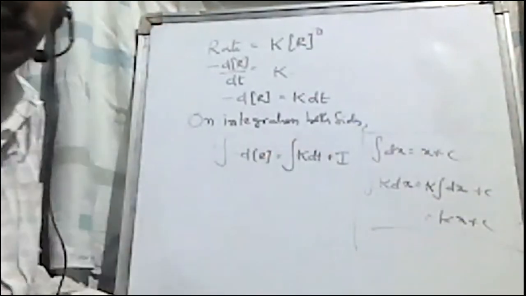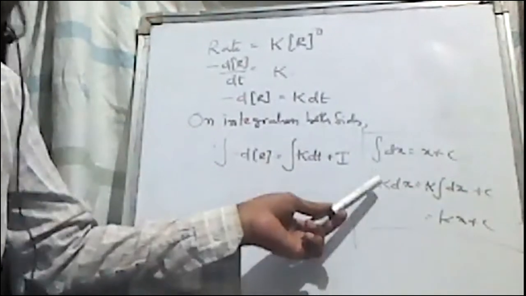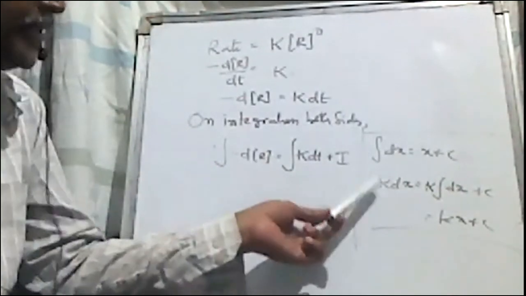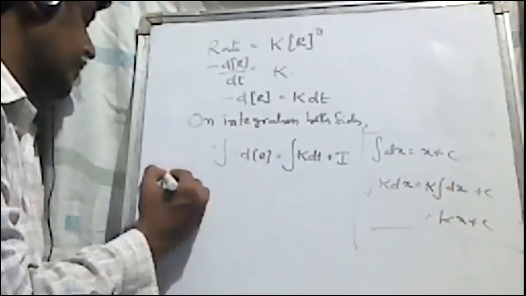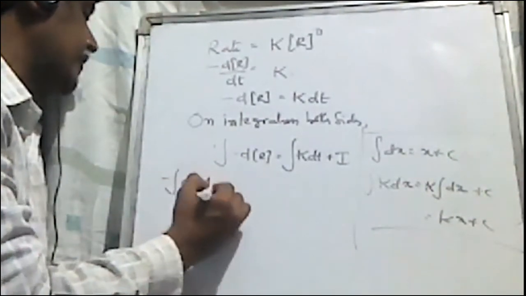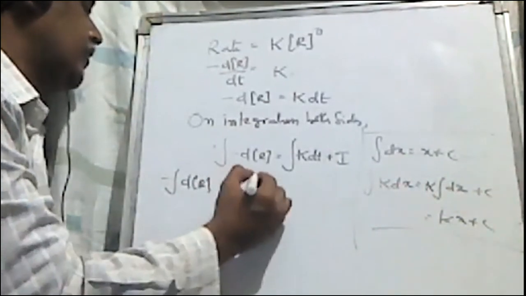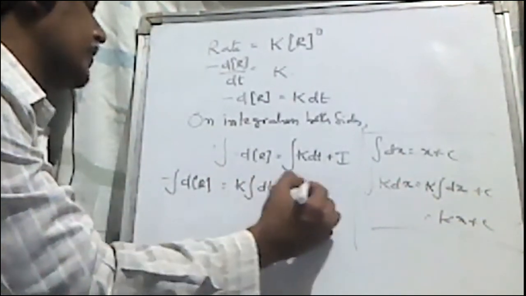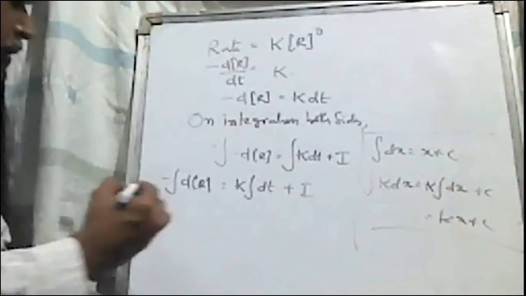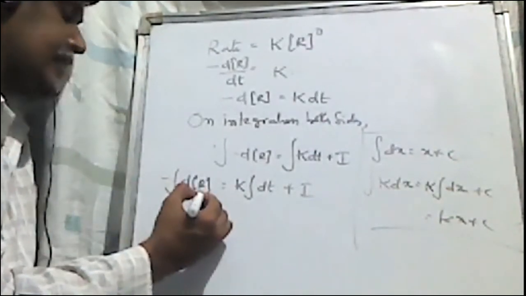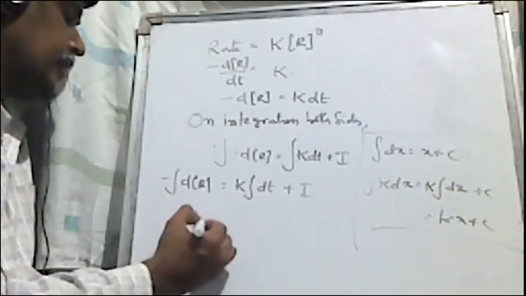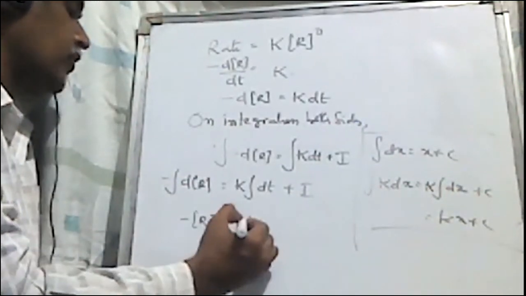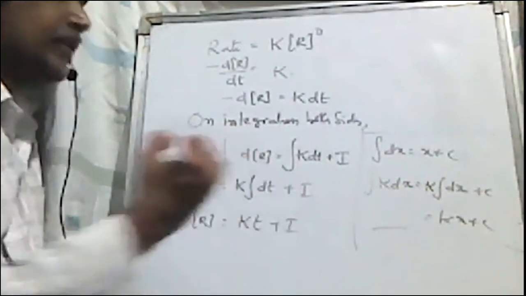Please remember these two formulas. Integral dx is equal to how much? x plus c. Integral k dx is equal to, here k is a constant, I can take out. That's why here minus dR is equal to k into integral dt plus I. Now you see here dx, here in place of x, what is there? R. That's why it becomes R is equal to kt plus I.